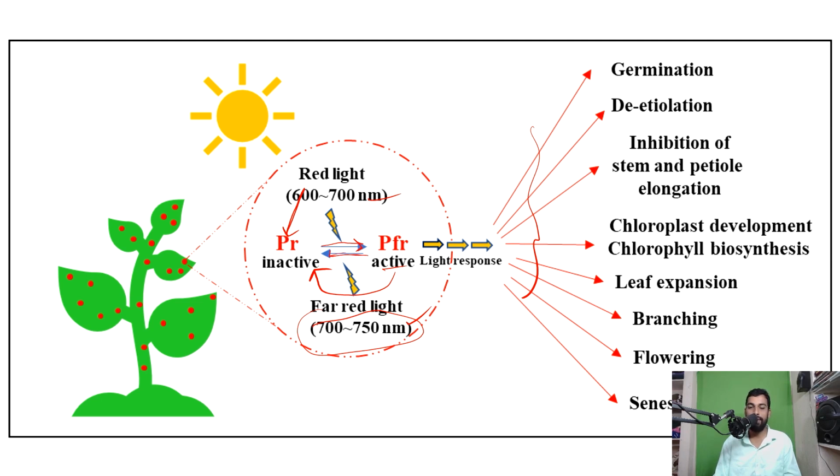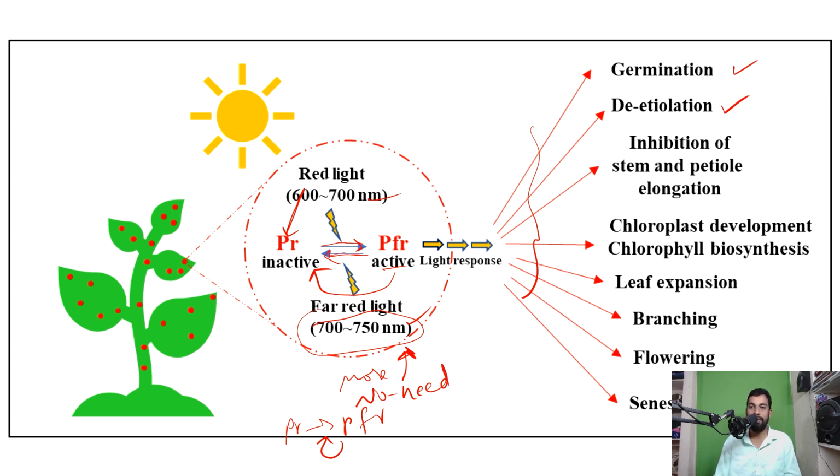So it is converting the active form to the inactive form. Why? If there is more PFR, or if there is no need of PFR, then this active PFR should be inhibited. So it will be converted back to PR. So it can change its shape from PR to PFR, PFR to PR. Remember it. These are the functions of light response.